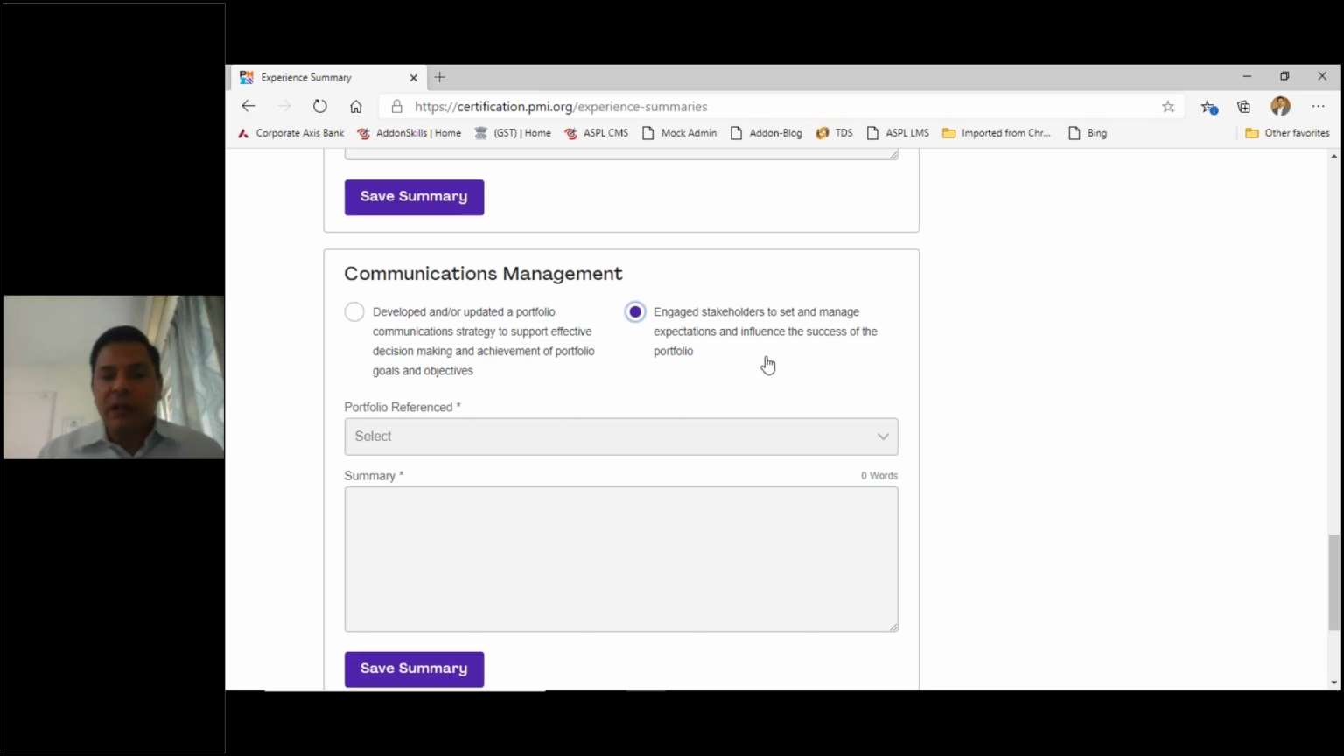So what was this conflict? Who are these stakeholders? If it's a very senior stakeholder, what kind of influence does this stakeholder have? Maybe you can also talk about your vendors, your end customers, your competitors, and so on. So these are the 5 experience summaries, friends, which you'll have to write.